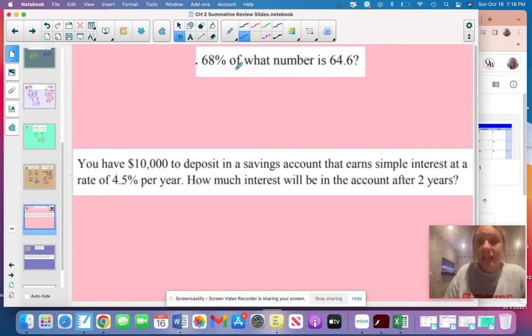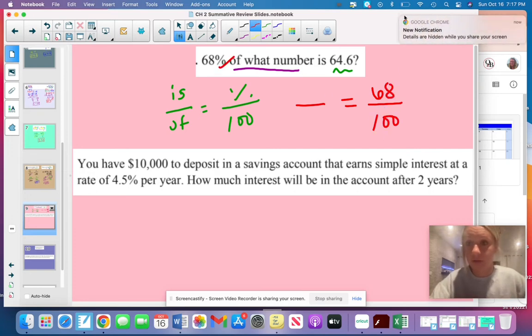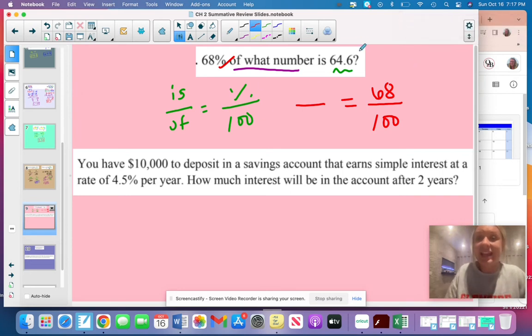So it says 68% of what number is 64.6. I'm going to show you the proportion. You've got is over of equals percent over 100. So let's set this up with what we know. We know that it's 68%. We know 100 always goes down here. And then it says is 64.6. So I know is goes in the numerator and we don't know what this is. So we will cross multiply and then divide by the leftover.